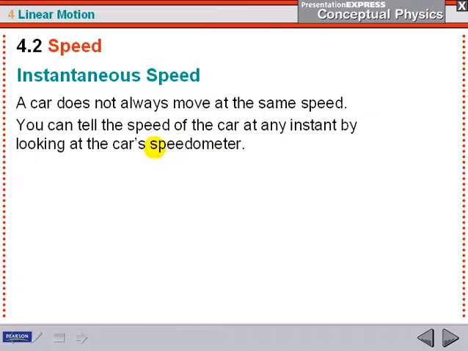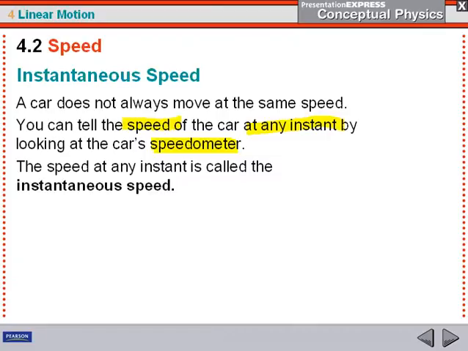And we're going to see a picture of a speedometer. That's the speed of the car at any instant. That's how you can remember instantaneous speed. It's speed at any instant. So speed at any instant is called the instantaneous speed.